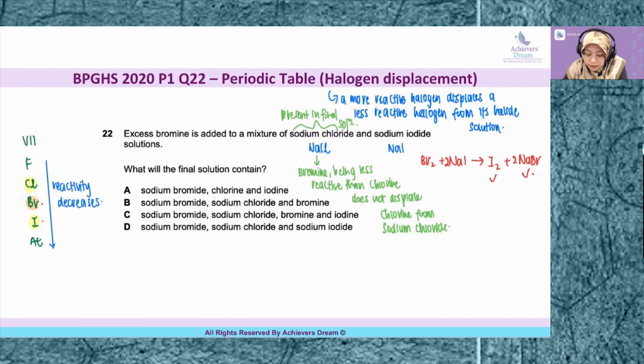But then there's one specific keyword that you need to focus on: excess bromine, meaning the unreacted bromine will also be present in your final solution. So there are 4 substances in your final solution: sodium chloride, sodium bromide, excess unreacted bromine, and iodine that is formed during displacement. So your answer is C.